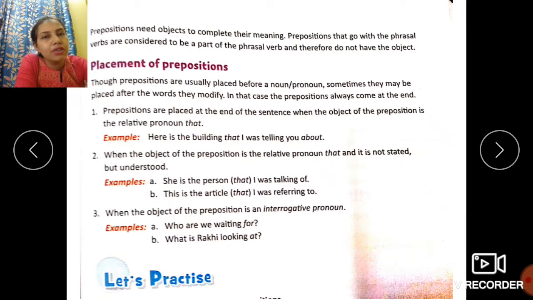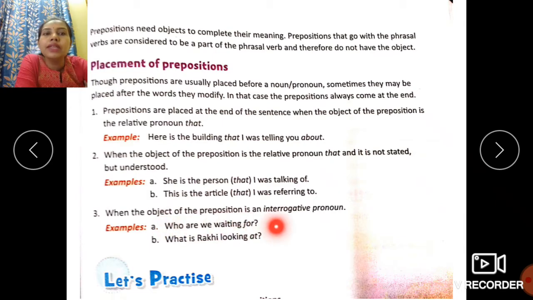Number 3. When the object of the preposition is an interrogative pronoun. Now what is an interrogative pronoun, children? Interrogative pronouns are those words of interrogation which point to a noun. WH words which are used as interrogative pronouns usually point to a noun in the sentence. So if the object of the preposition is the interrogative pronoun itself, in these cases also we use the preposition at the end.